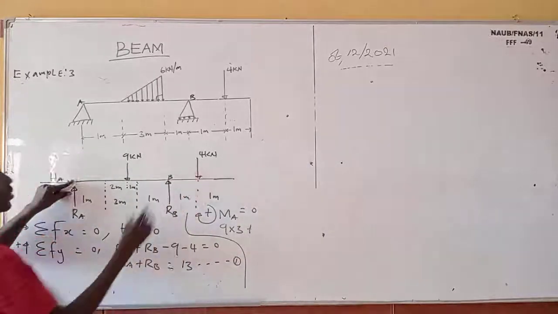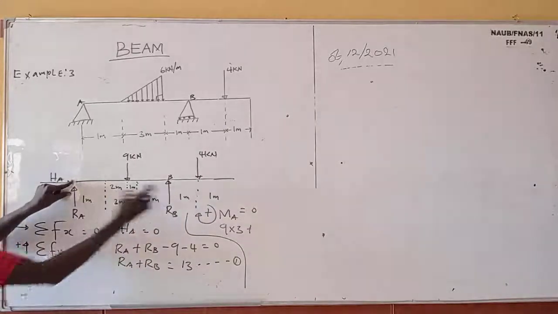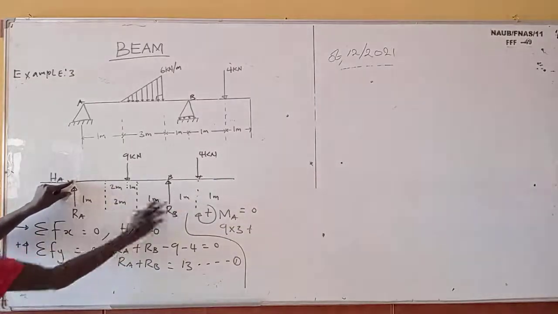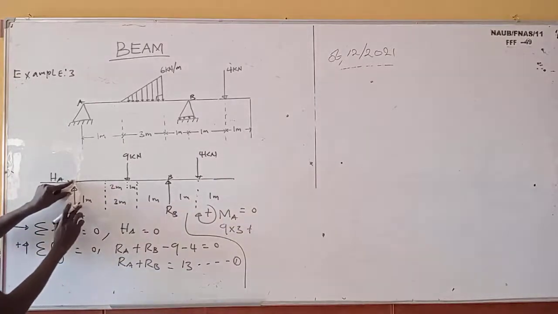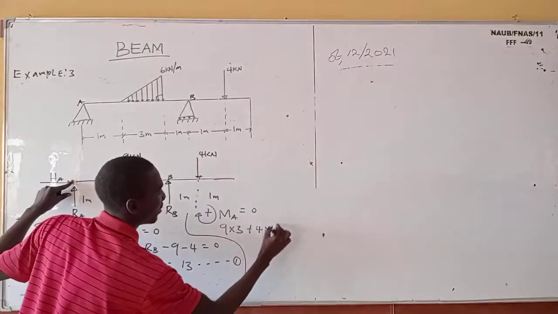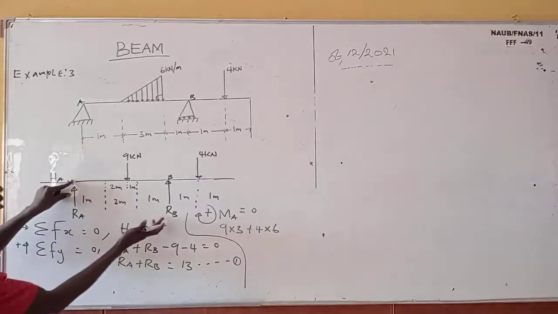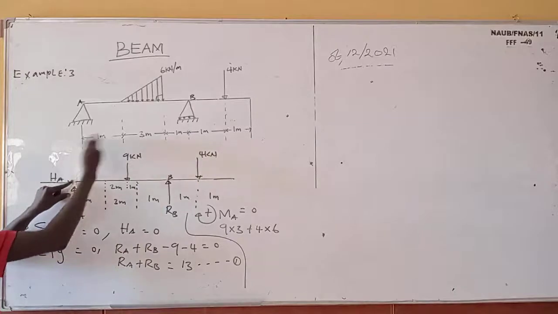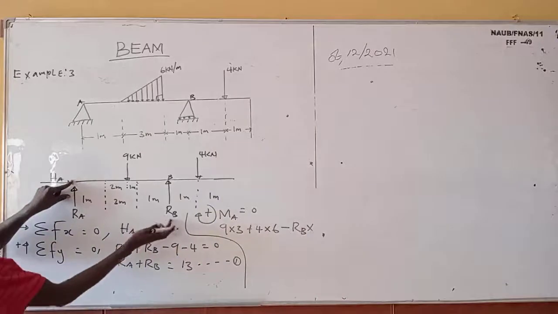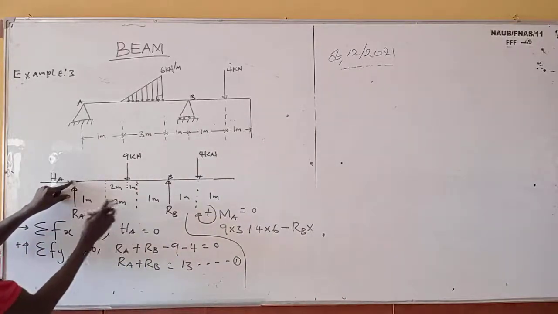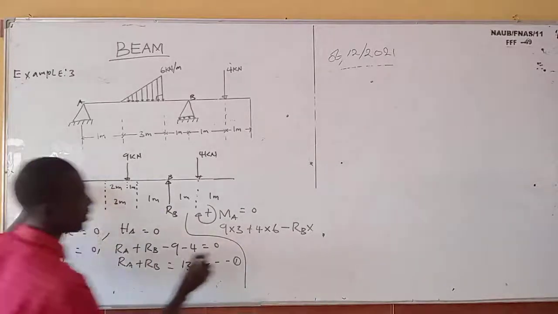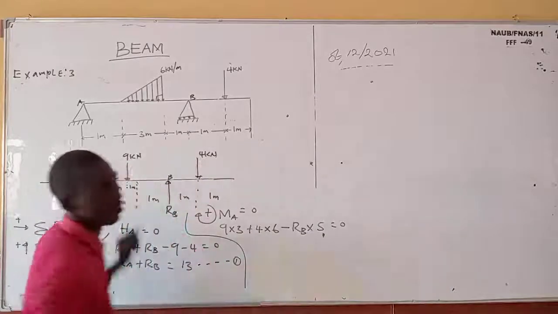Plus, let's consider this one because it is also clockwise, it's a downward force. So now 4 times the total distance from here to here, which is 1 plus 1, 2 plus 3 is 5 plus 1 is 6. So it's going to be 4 times 6. You get that? But for this one, it's going to be anti-clockwise, so it's going to be negative. So minus RB times, this is RB, what is the distance it covers? 1 plus 3 plus 1, which is 4. Sorry, 5. 1 plus 3 is 4 plus 1 is 5. Equals 0. I hope you get this.